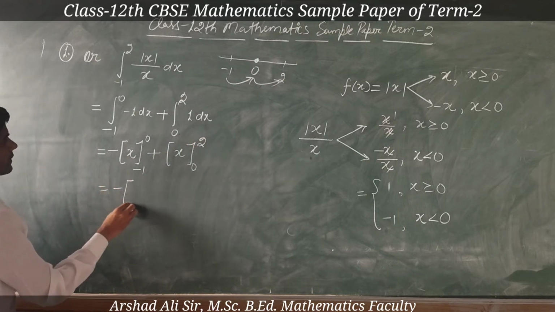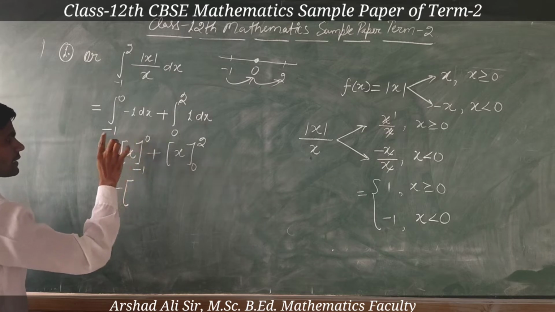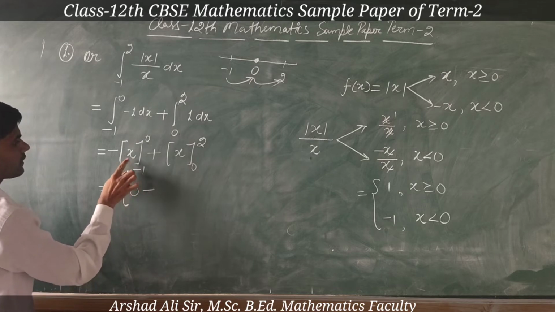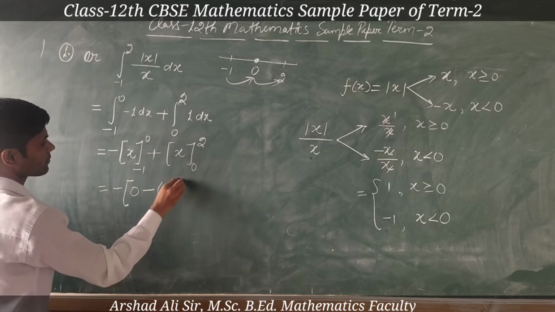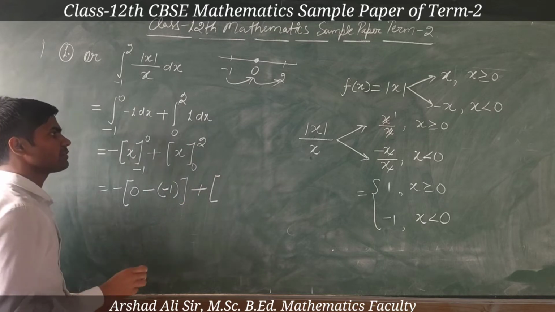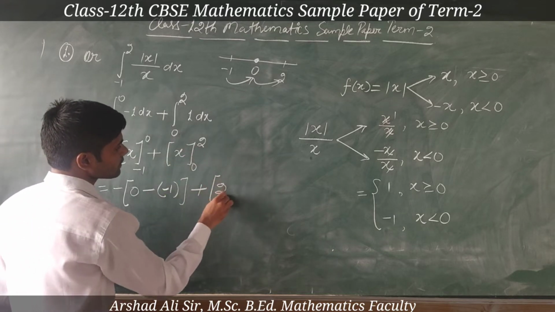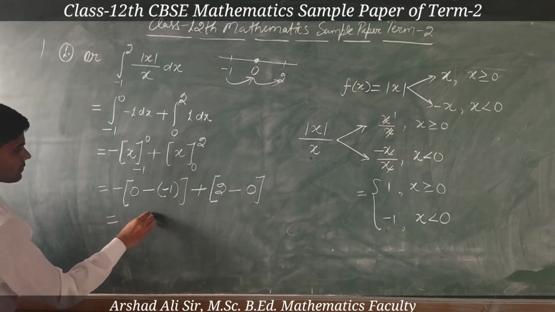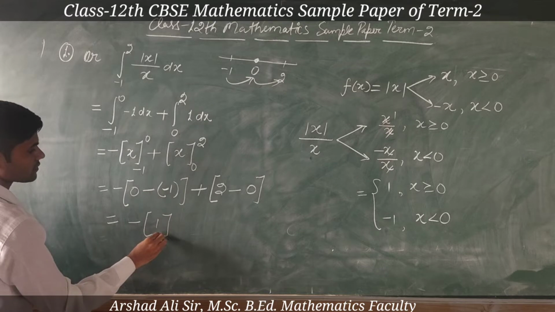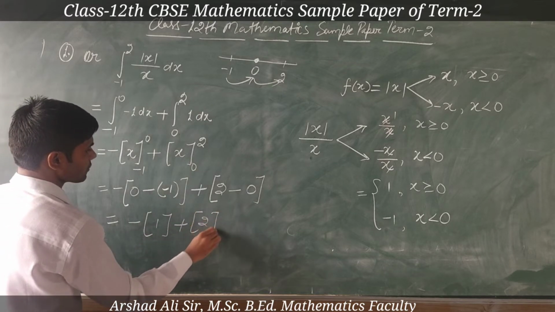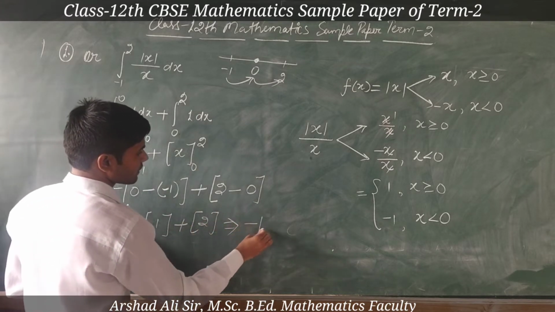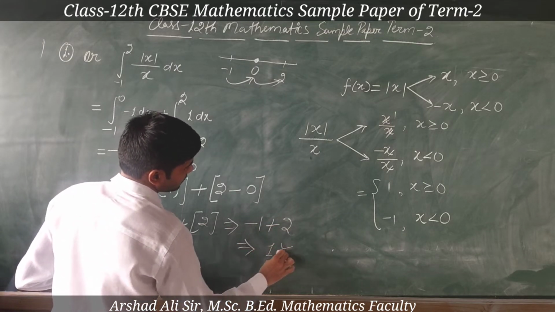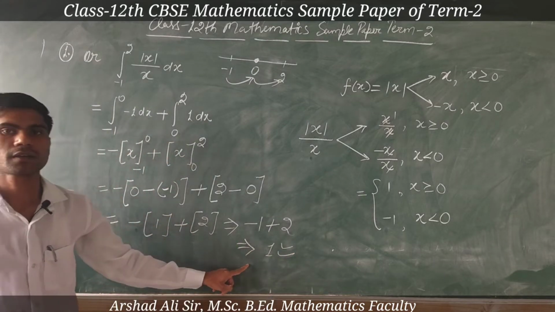Now we can put the limits. First we will put the upper limit, and then, taking the negative sign, the lower limit. 0 minus, instead of x we will put -1, plus. Same thing we apply here: 2 is the upper limit, minus 0 is the lower limit. So minus in the bracket, minus minus plus 1, plus 2 minus 0. Here we have -1 plus 2. It means 2 minus 1 is 1. So my dear student, 1 is the correct answer.